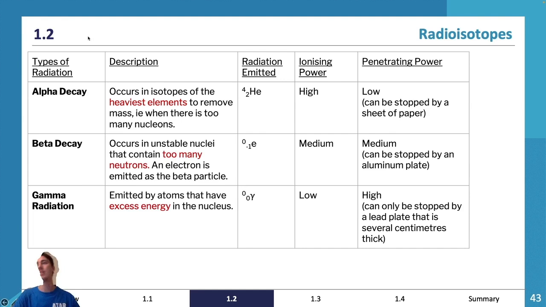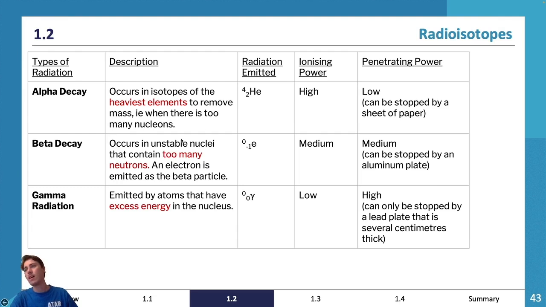But essentially, alpha decay occurs in isotopes of the heaviest elements to remove mass, i.e. when there's too many nucleons. So what they'll do is they'll remove a neutron, but essentially it's really the heavy elements. They get rid of something that's pretty heavy. Being so heavy, they have a really strong ionizing power, but their penetration power is terrible. So if they do hit something, they can do a bit of damage, but they can't penetrate very well. So you can get a sheet of paper and it's too big to get through. So it's just going to get stopped.